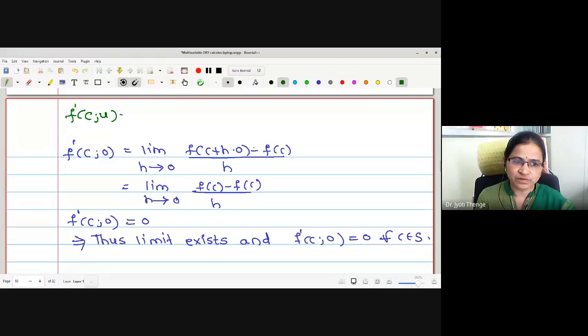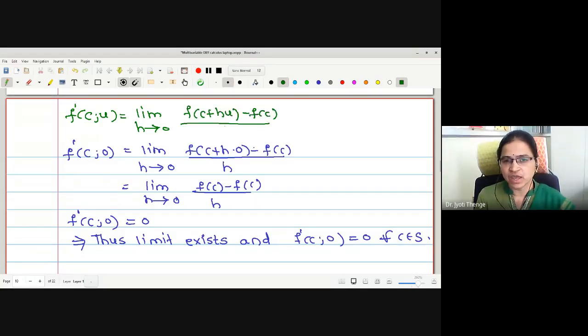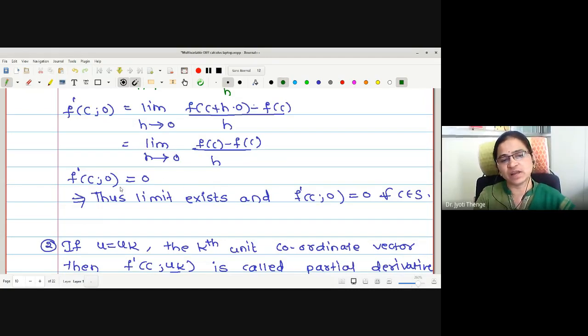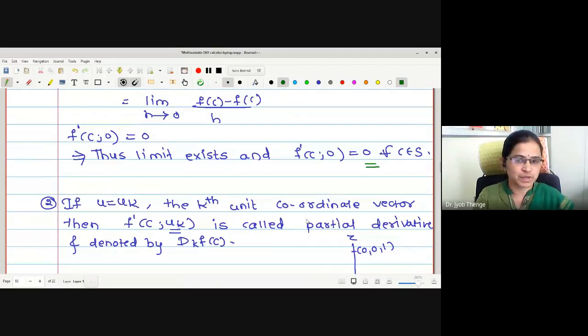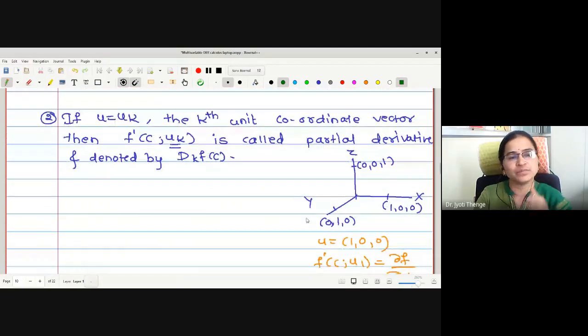Yes, what is the definition? F dash of c comma u is the limit as h tends to 0 of f of c plus hu minus f of c, divided by h. Let us put the value of u equal to 0, and here we can easily observe that this value is 0. That is, the directional derivative at the point in the direction of the origin exists and is always 0, irrespective of the given function. This may be a question for your objective as well.